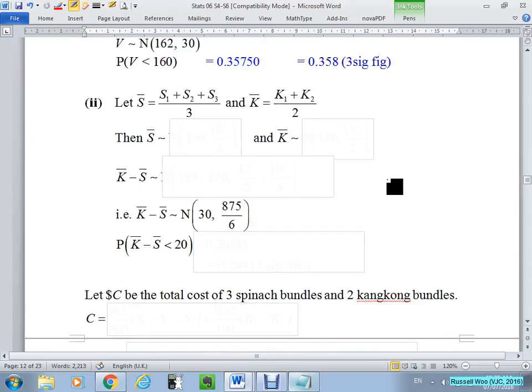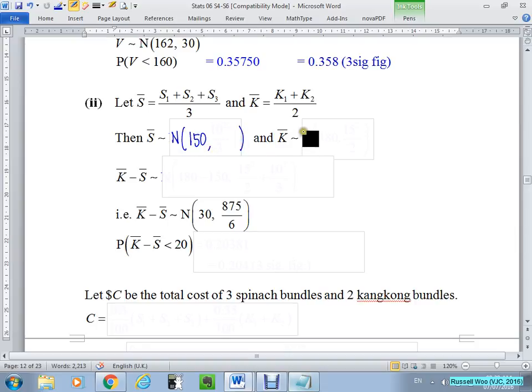So S bar is S1, S2, S3 over 3. By now we should be quite comfortable. If S follows a normal distribution, S bar should follow a normal distribution with the same mean, which is 150. Okay, you fill in the variance. Can you all fill in the variance? 30 seconds. Fill in the variance, check the answer with your friend. Come on.